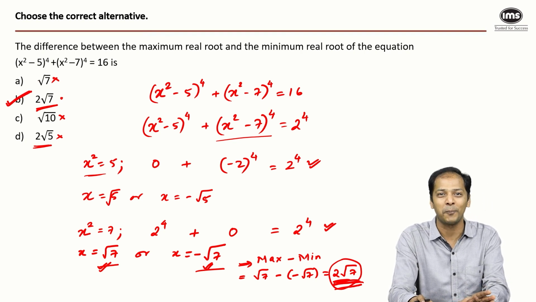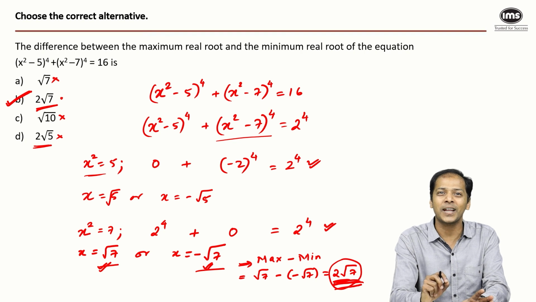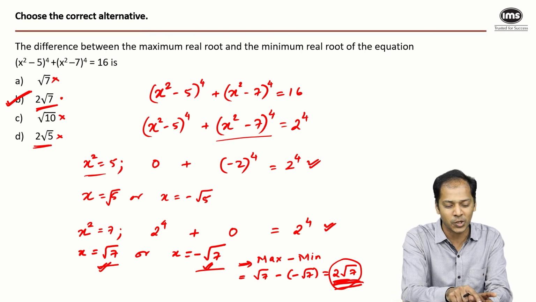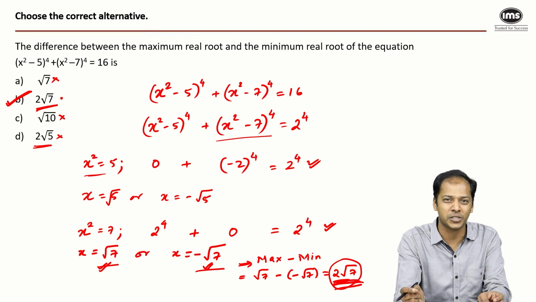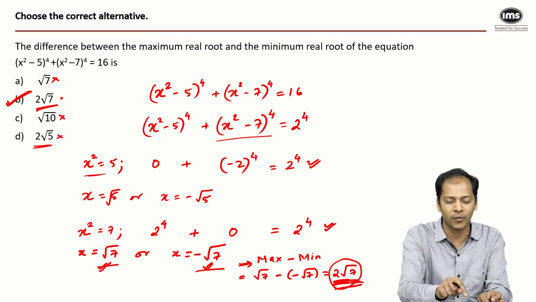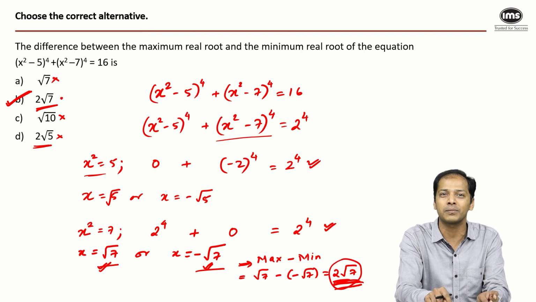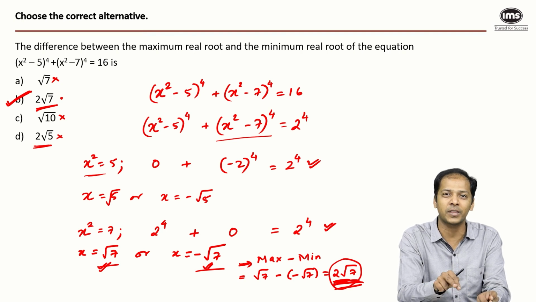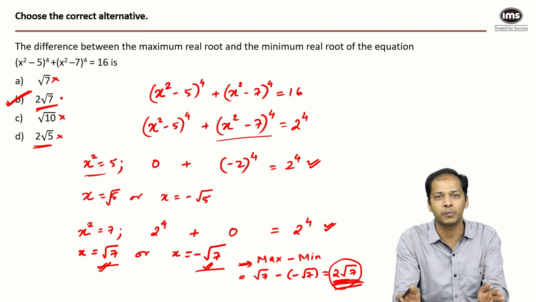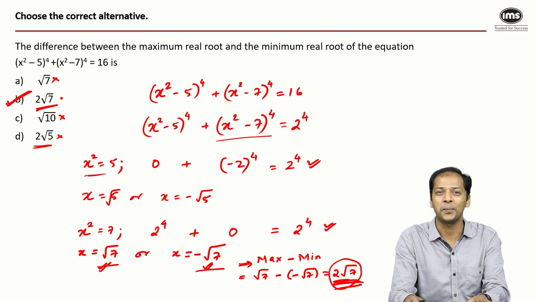So one thing that you learn over here is that in such questions, you're not expected to solve very huge equations. You just had to smartly take one of the terms to be 0, the other one would become 2 raised to the power 4, and that way you were able to find 4 roots, and within those roots itself you were able to get to the answer of the maximum and the minimum real roots. And hence the answer to this question is option B.